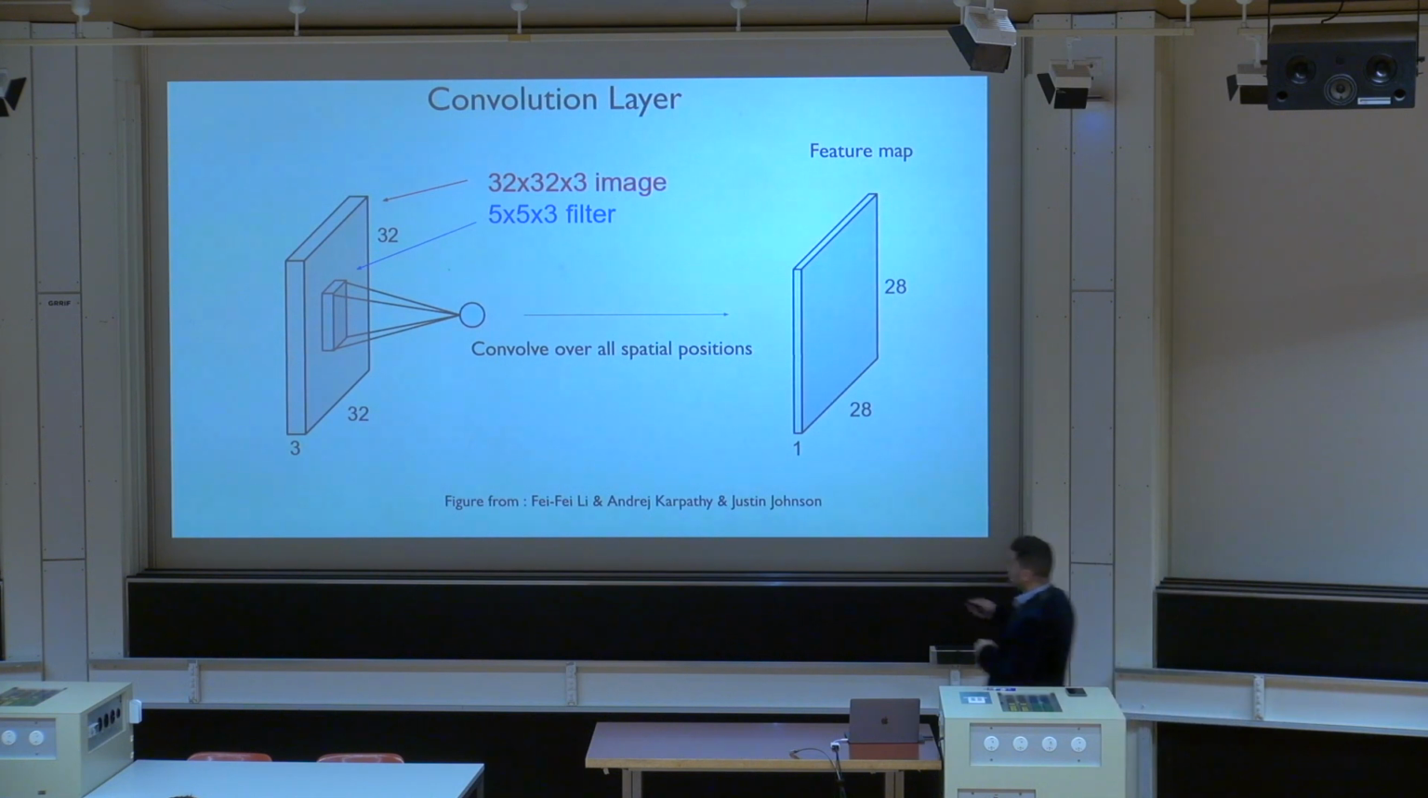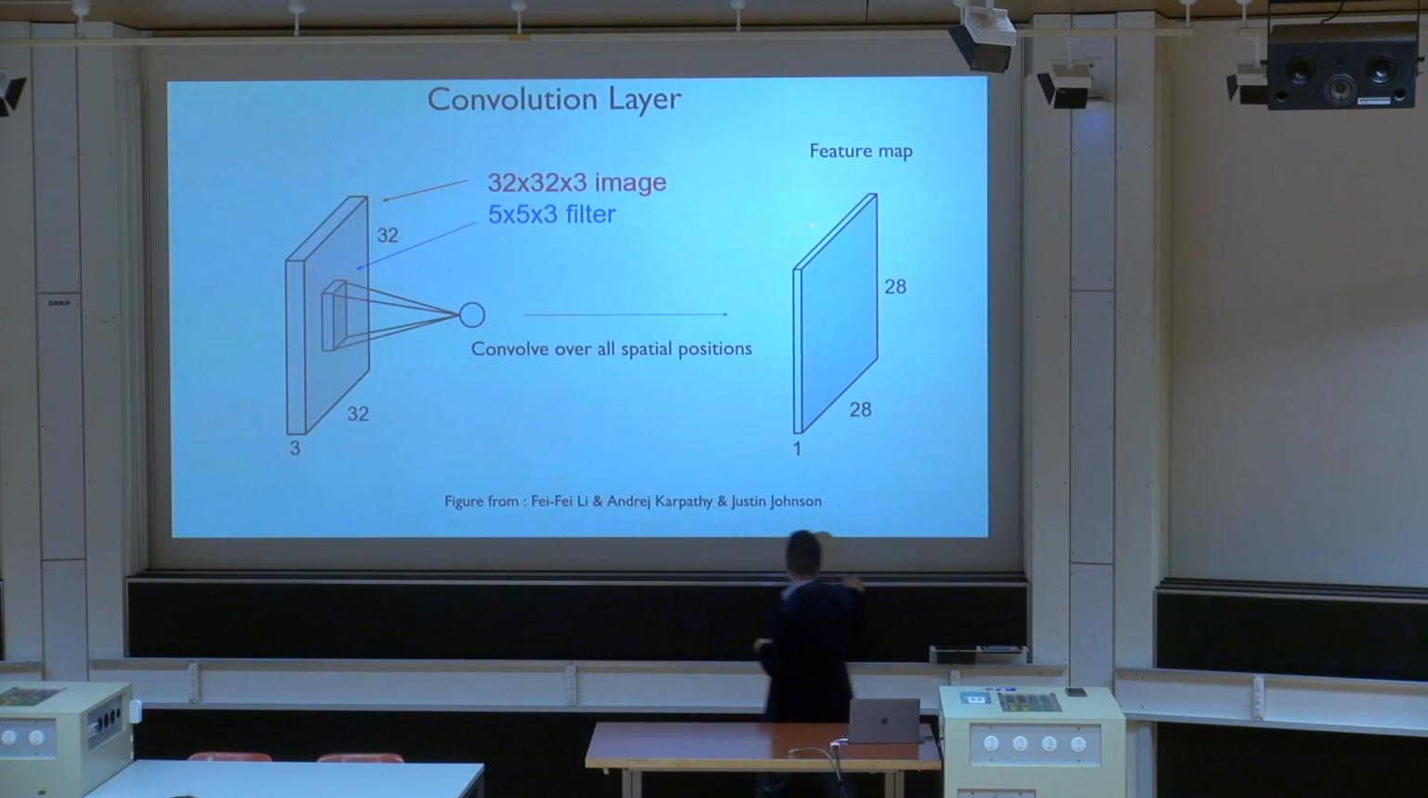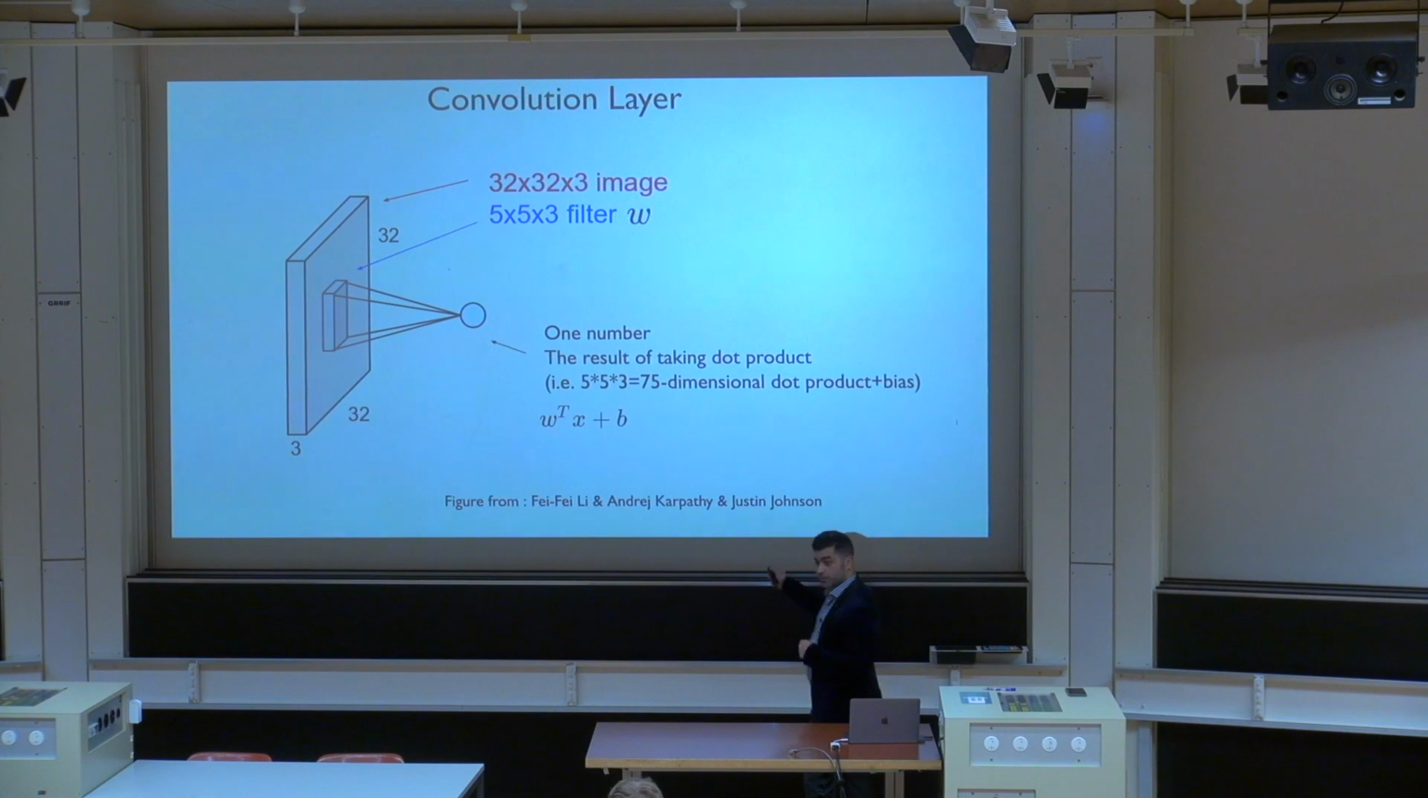So again, you can consider here, you do a sliding by a sliding. There will be 28 unique positions here and 28 unique positions here. So that's why you get 28 by 28. And this one is basically the result of this dot product here.